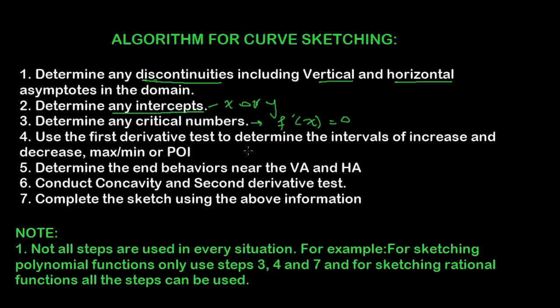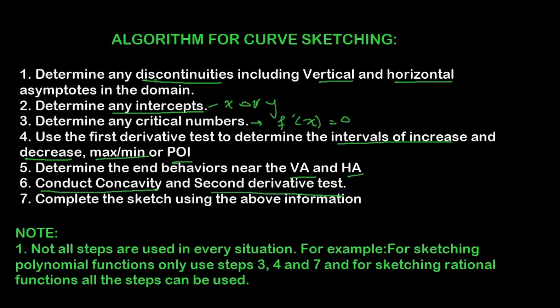Then we use the first derivative test. That is basically to use critical numbers and make the table for first derivative test to determine the intervals of increase and decrease, maximum or minimum point, or the point of inflection, whatever is applicable. Fifth step is to determine the end behaviors near the vertical and horizontal asymptote. Sixth step is to conduct concavity and second derivative test.